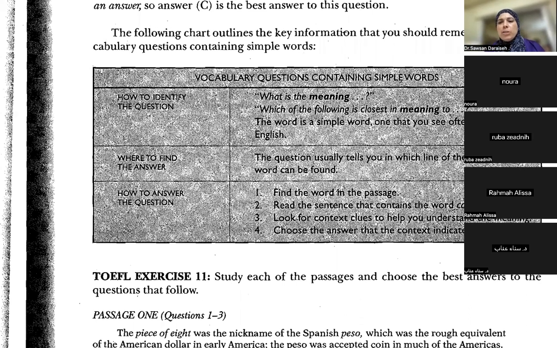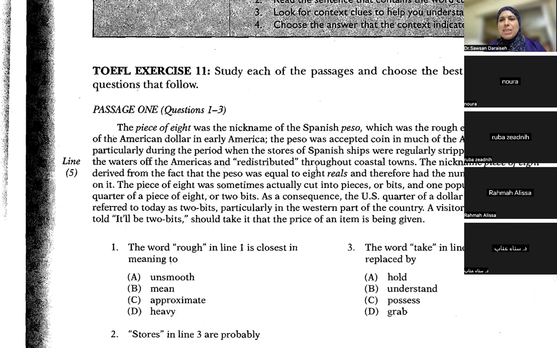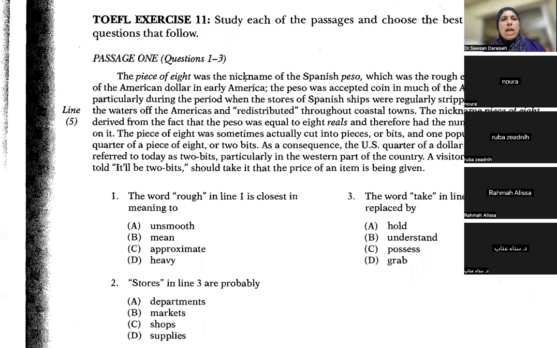To help you understand the meaning, choose the answer that the context indicates. So you pick your answer, you choose your answer based on, see guys, the context and its indications, all right? Study each of the passages and choose the best answers to the questions that follow.